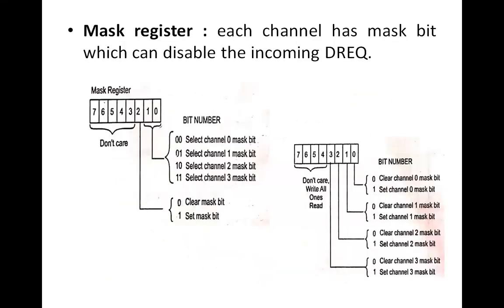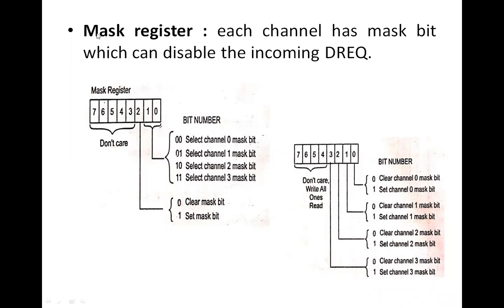Then we have the mask register. Now each channel has its own mask bit, which can be set or reset, meaning it can be enabled or disabled upon the incoming of the data request signal. Each mask bit is set when its associated channel produces an end of the process if the channel is not programmed to initialize.